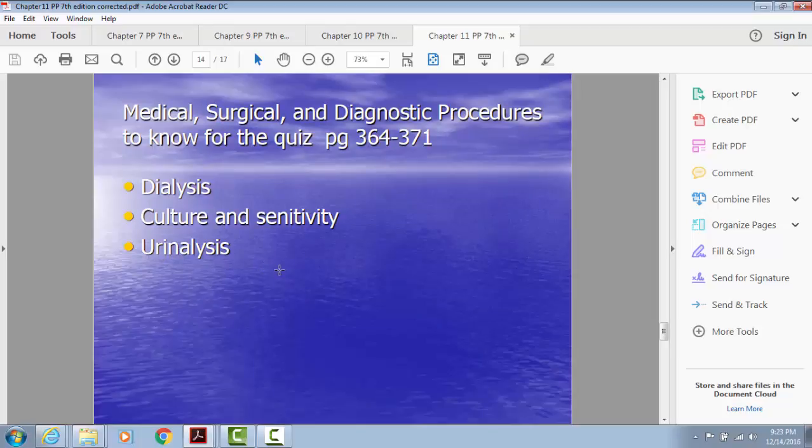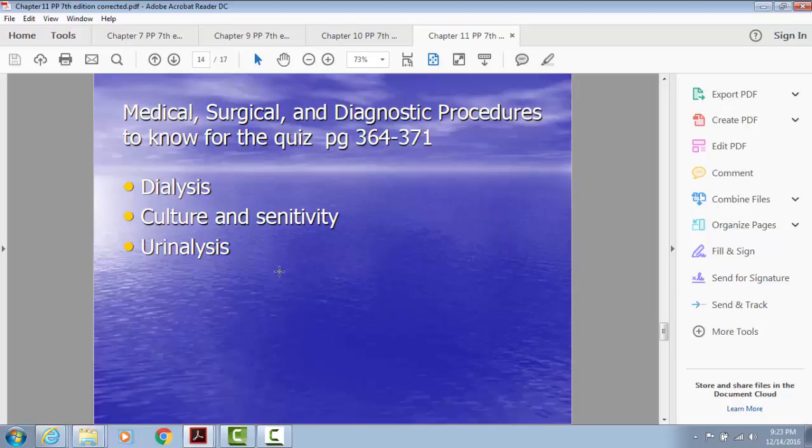Medical, surgical, and diagnostic procedures, page 364. The first term that you need to know is on the bottom. It's dialysis. You don't need to know the different types of dialysis. Just know that dialysis is a mechanical filtering process used to cleanse the blood of toxic substances when the kidneys don't function correctly. So we see patients on dialysis that are diabetic, that their kidneys have been destroyed due to high glucose circulating through their body.